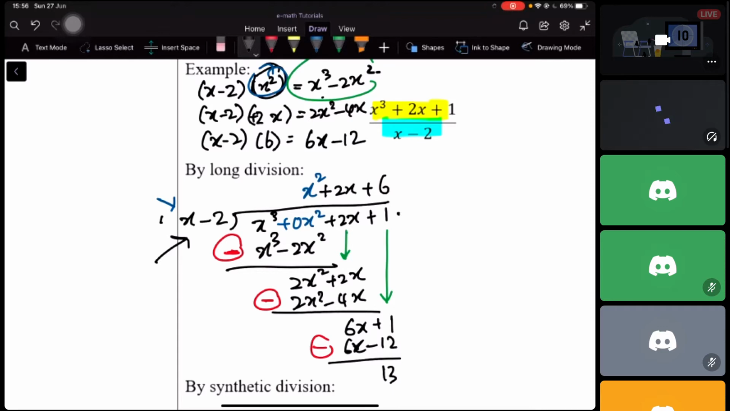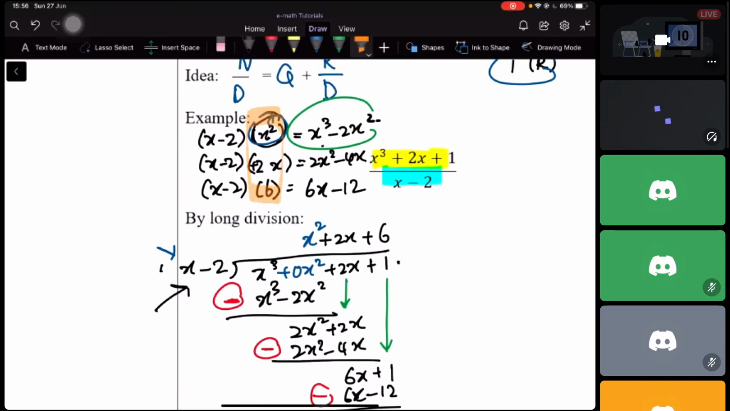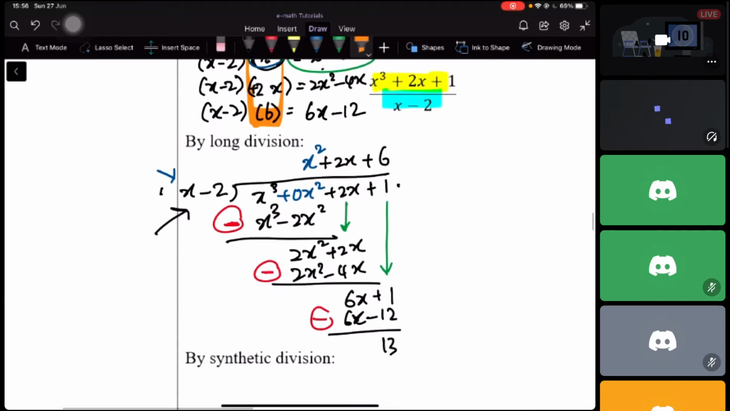Okay? And now what? Is it possible for you to multiply x? What can you multiply to x minus 2 so that you can get a 13? And another thing is that whatever you multiply here must also be x raised to a non-negative integer. Which means that's it. You cannot continue anymore. And this is your remainder. This is your quotient. This is your numerator. This is your denominator.